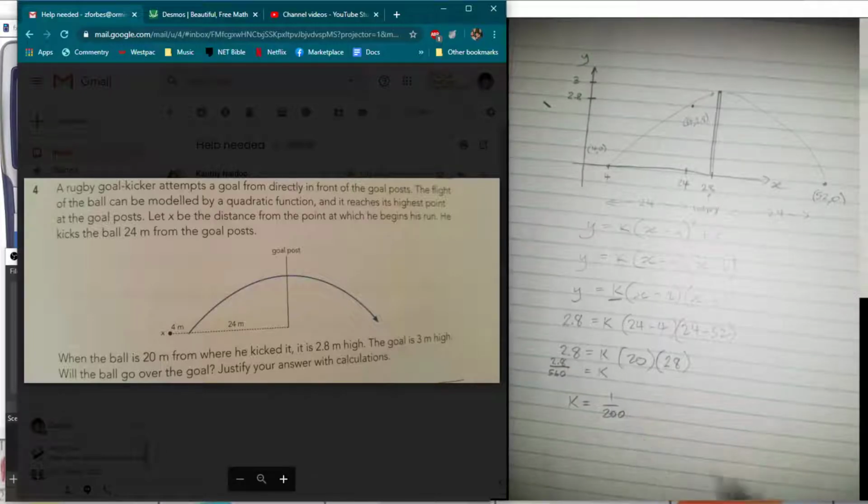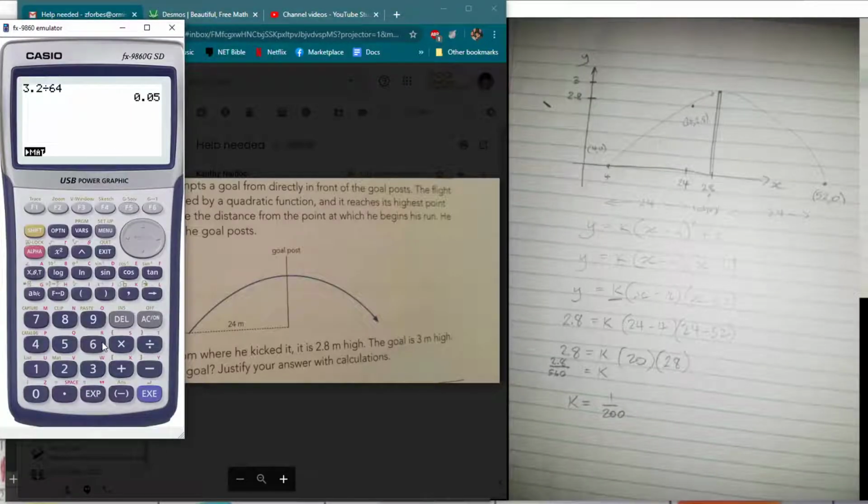But why else do we have calculators? We should really use them, because making a dumb mistake like that would be pretty stupid and lose you marks. So might as well just use your calculator in the test. Let's get that as a fraction. Yep, 1 over 200. Cool.